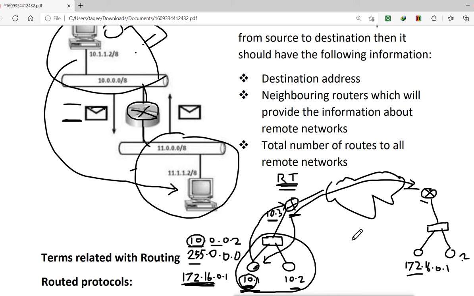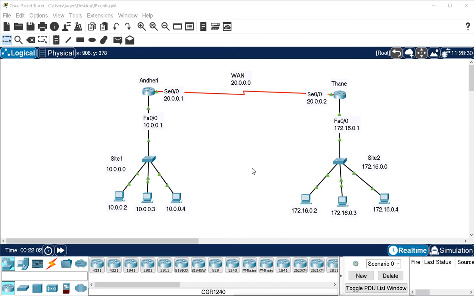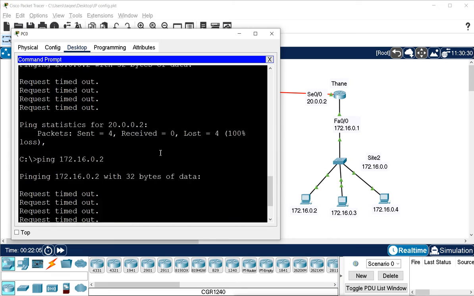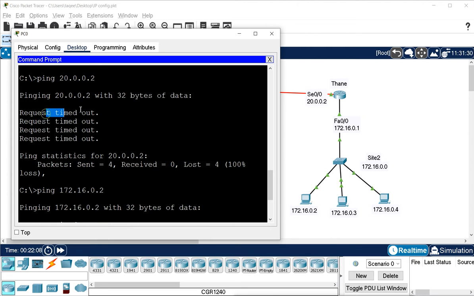Now what is happening in our network in Packet Tracer? When I try to ping all these IP addresses, I get request timeout. Now why do I get request timeout? Because actually we didn't configure the gateway IP here.